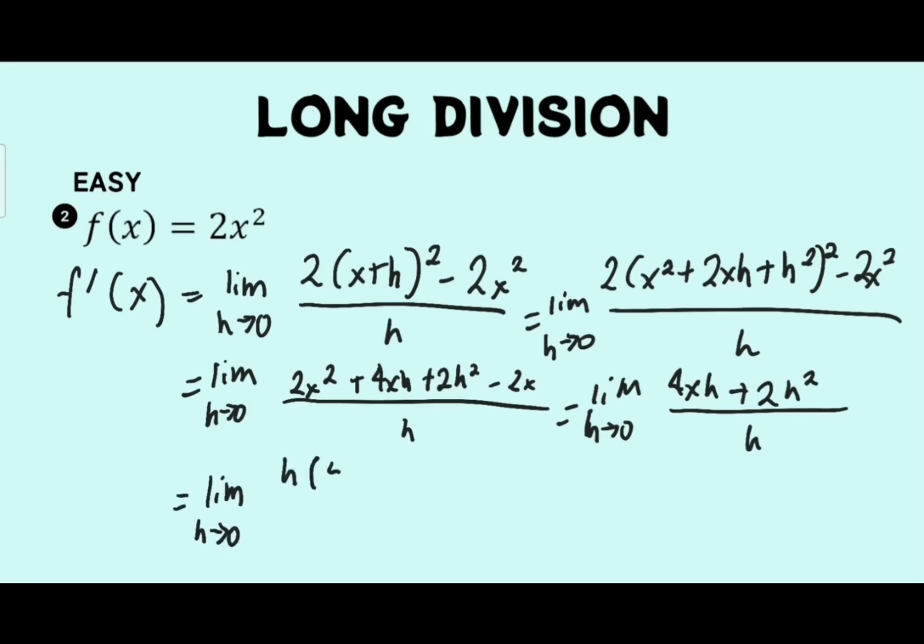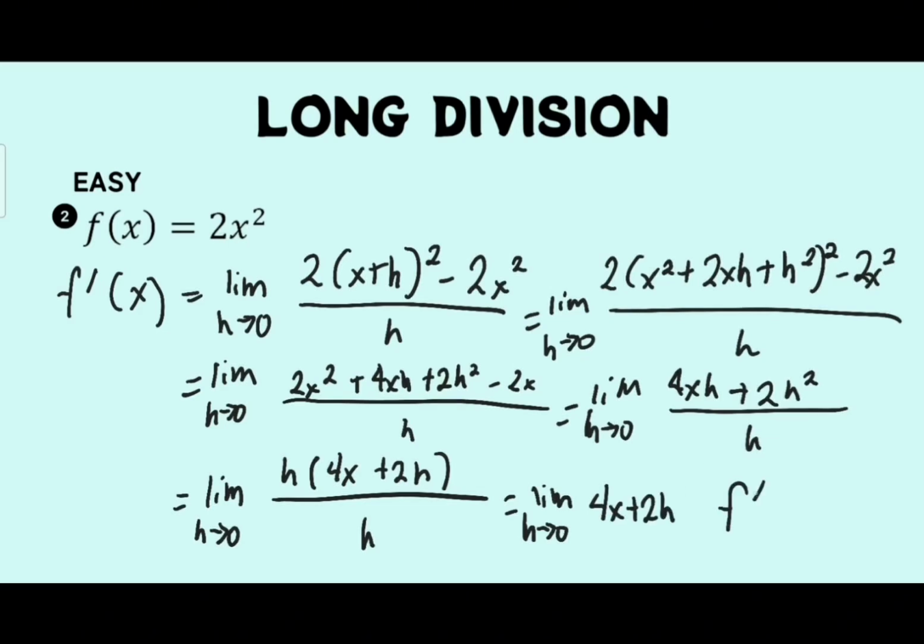Next up, we factor out h, which leaves h times 4x plus 2h all over h. Next, h will be cancelled, leaving 4x plus 2h. As h approaches 0, the 2h term vanishes and we're left with 4x. Therefore, our final answer is f prime of x is equal to 4x.